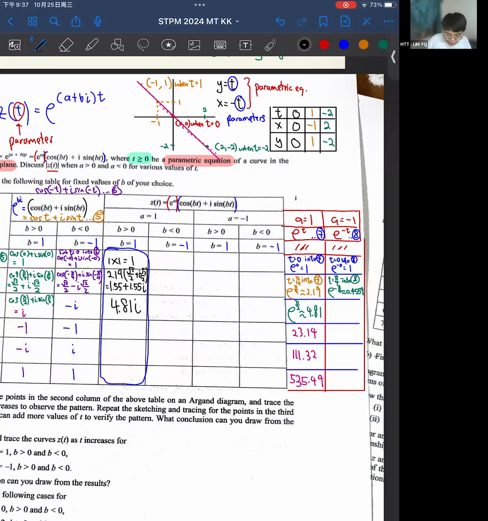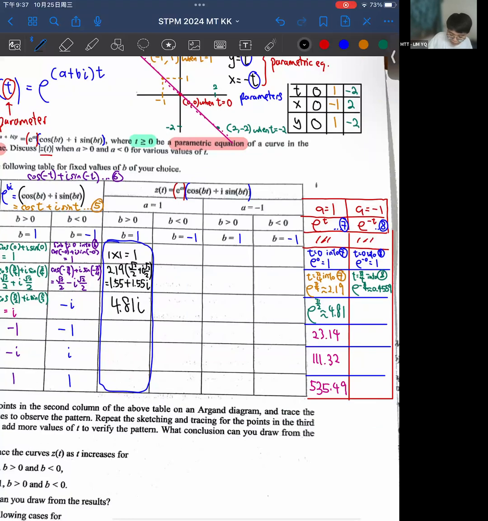Okay, now continue. So the rest is the same only, right? 23.14, and then you add a negative. Why? Because here got negative. 111.32 I. 5 is the same thing, multiply by 1. Okay. You do the rest of it.